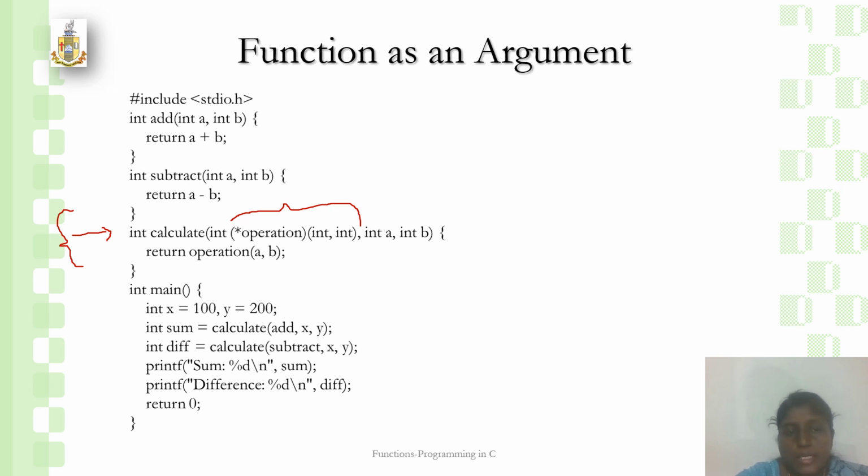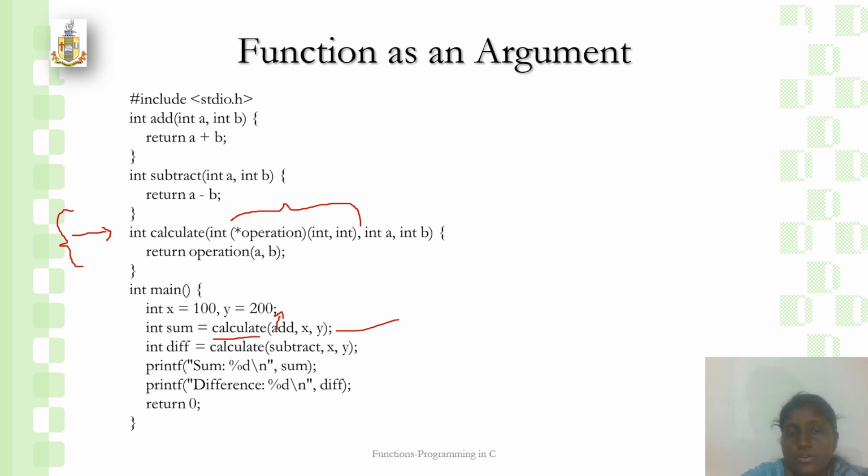So how does it work? In int main, we have x is equal to 100, y is equal to 200. Int sum is equal to calculate of add, x, y. For this purpose, to add the values x and y, we are calling a function called calculate, which is holding another function called add.